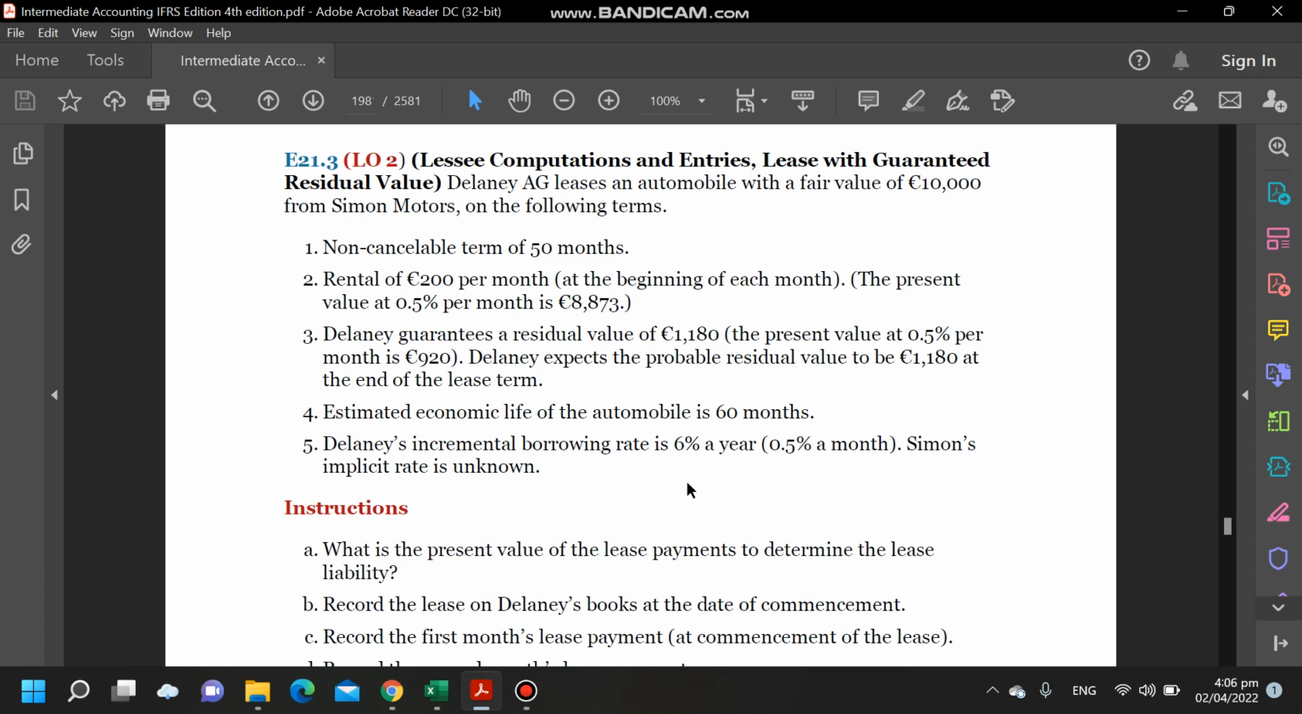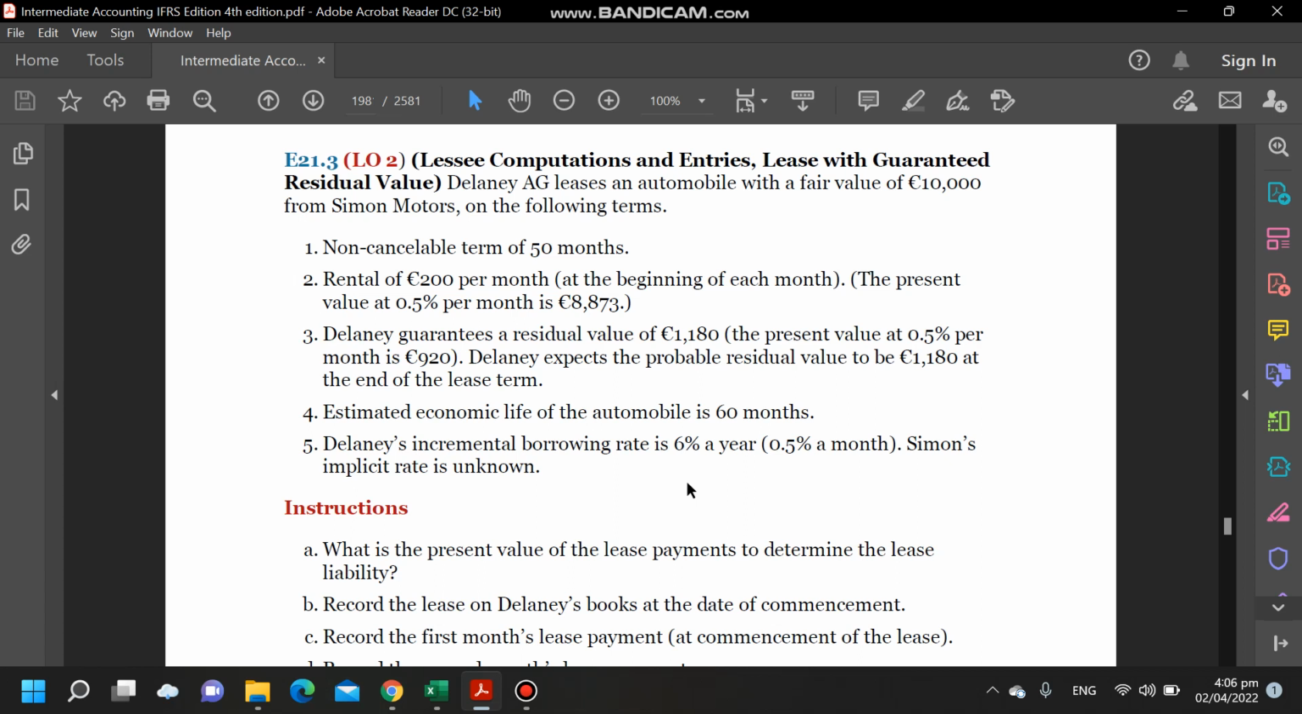The next question is E21.3. Delaney AG leases an automobile with a fair value of 10,000 from Simon Motors on the following terms. The non-cancelable term is 50 months, with rental of 200 euro per month at the beginning of each month. The present value at 0.5% per month is 8,873. And then Delaney guarantees a residual value of 1,180.